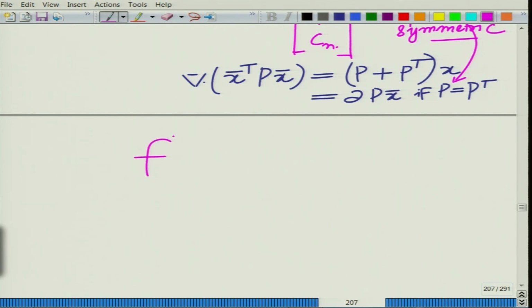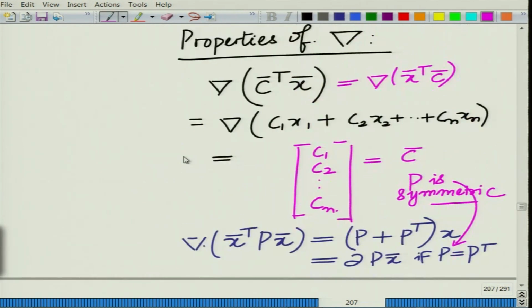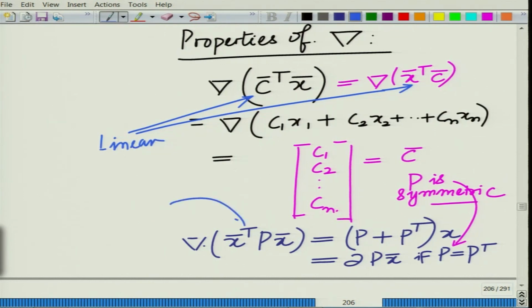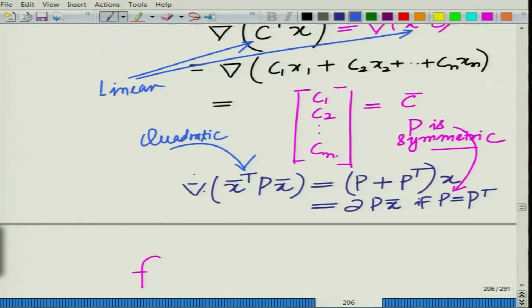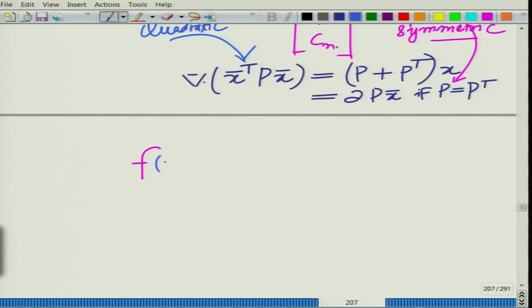Let us come back now to our objective function. Now, let us use these properties. This is what we are calling a linear term. Essentially these two things are what you are calling the linear objectives or the linear components, and this is the quadratic, second order term. And in fact, if you look at our objective function f of x bar, you will notice something interesting.